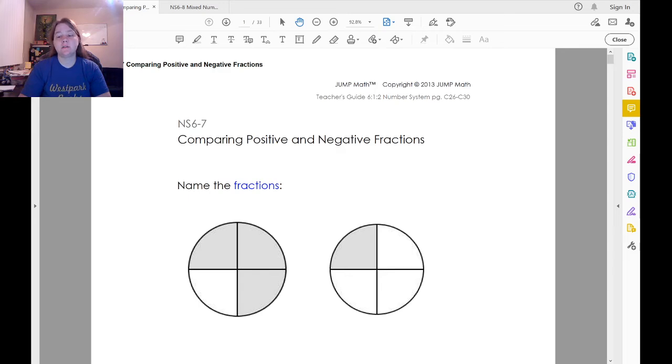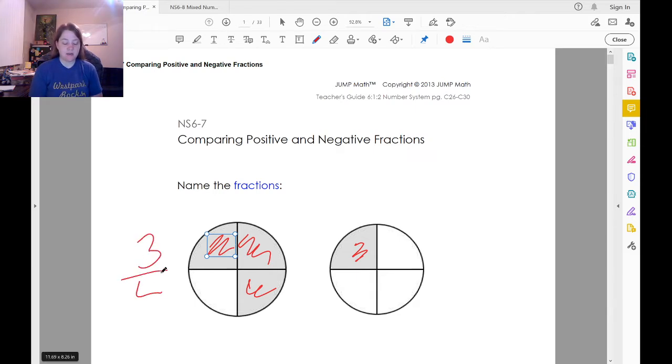This video is going to talk about comparing positive and negative fractions. So, the first thing we're going to do here is name these fractions. What's shaded here? It's a little bit hard to tell, it's a little bit light. In this pizza, 3 pieces are shaded and there are 4 pieces total.